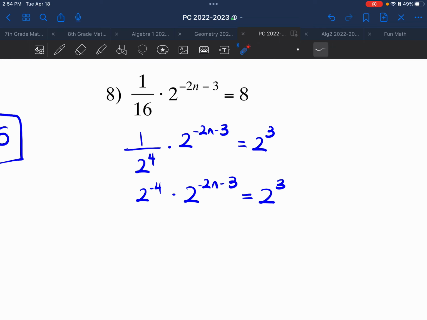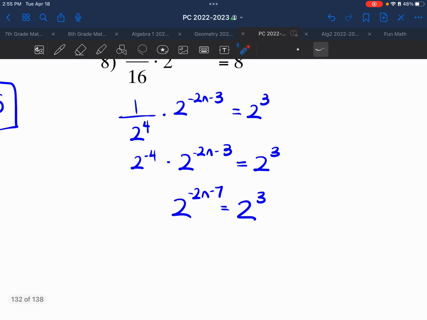Almost okay. Remember, I don't want one exponential on the left, one on the right. So I need to combine these two. Remember that if you multiply the same base, we really add these exponents. So I can rewrite this with a 2 on the left, 2 on the right. So 2 to the power of 3. But the thing on the left, I'm going to add those powers together. I'm going to get negative 2n minus 7. I added the negative 4, negative 3.